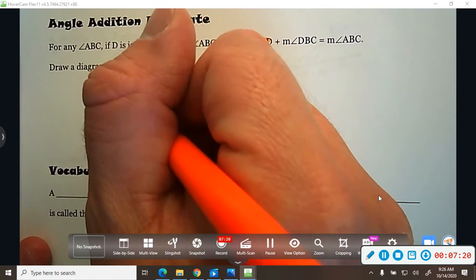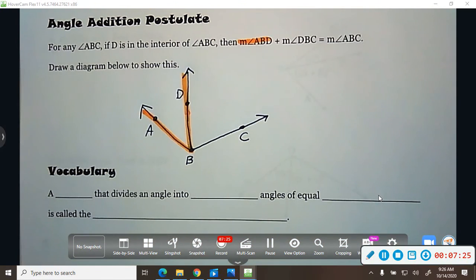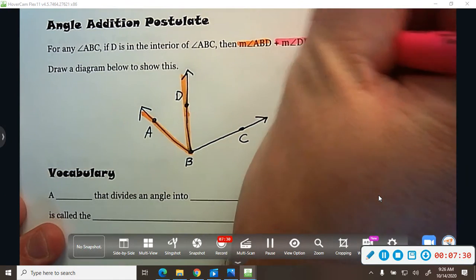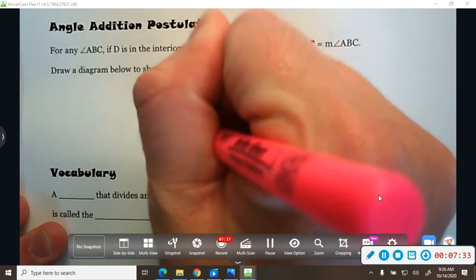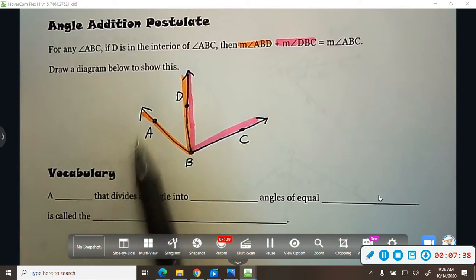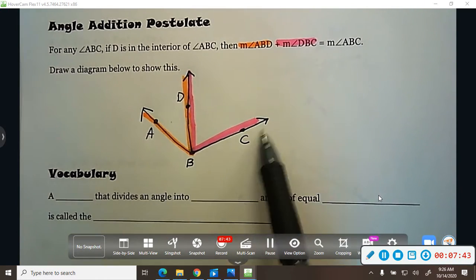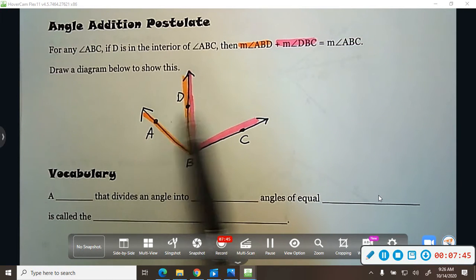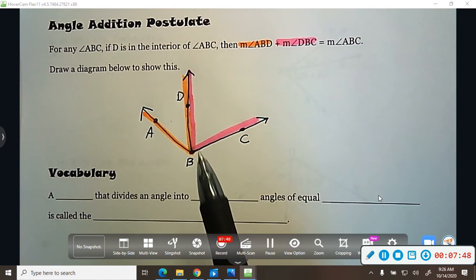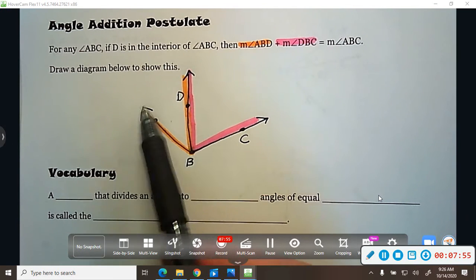So if I take this part, that's ABD, and I add on DBC, then that is the whole thing. So if I take this angle plus this angle, I get the whole measure of the angle ABC. So the two parts equal the whole angle. That's what we call the angle addition postulate. It's actually pretty simple. The orange plus the pink equals the whole thing.